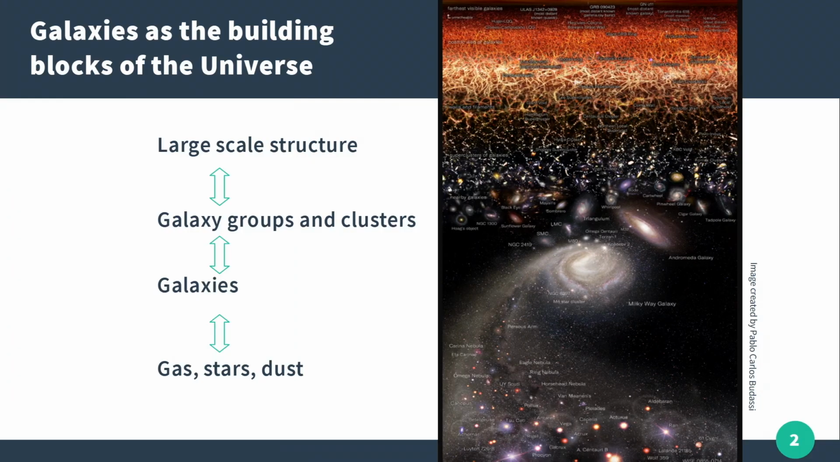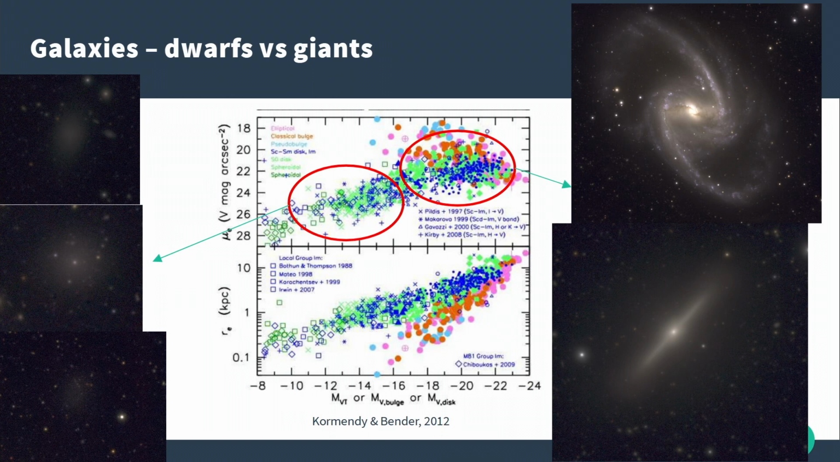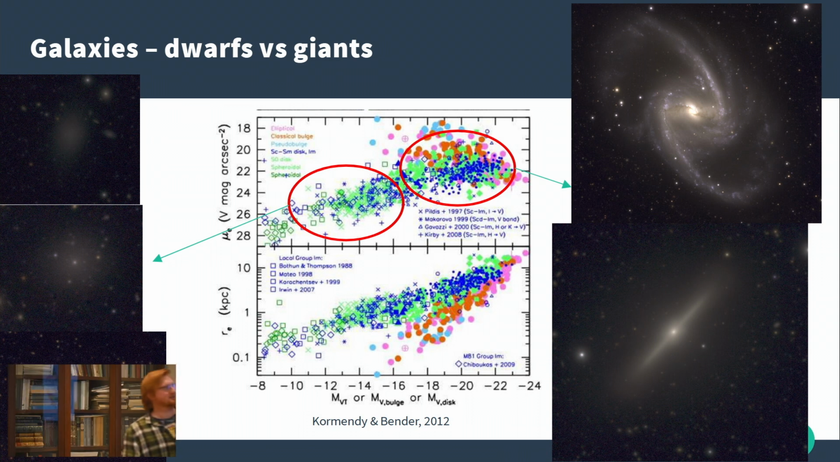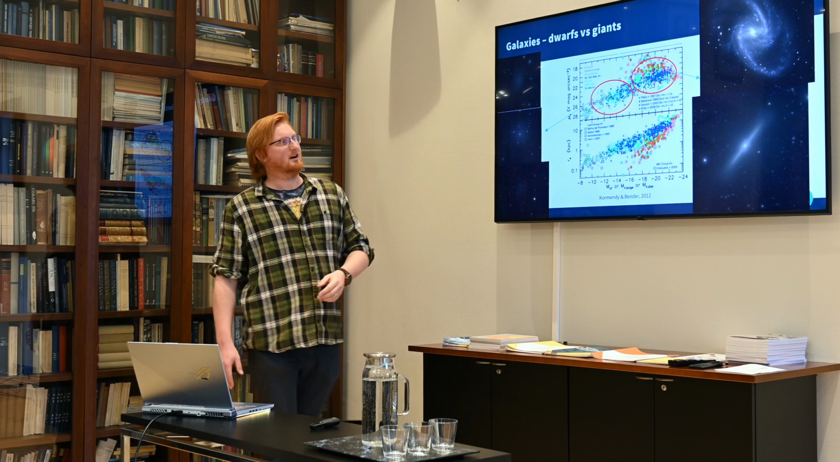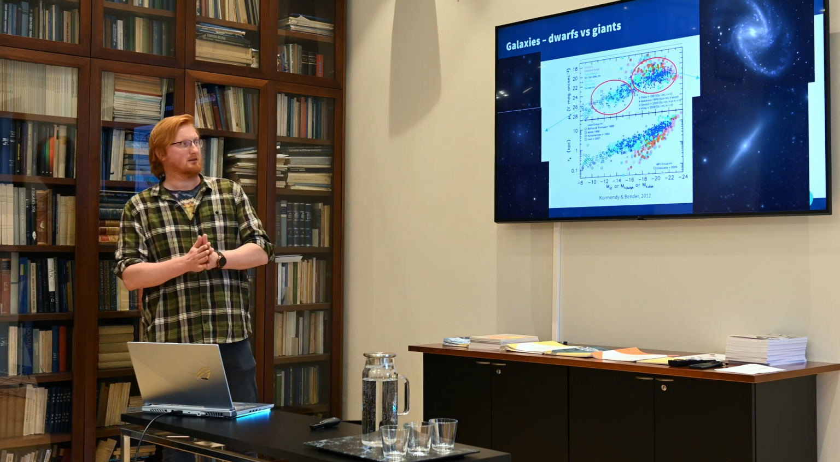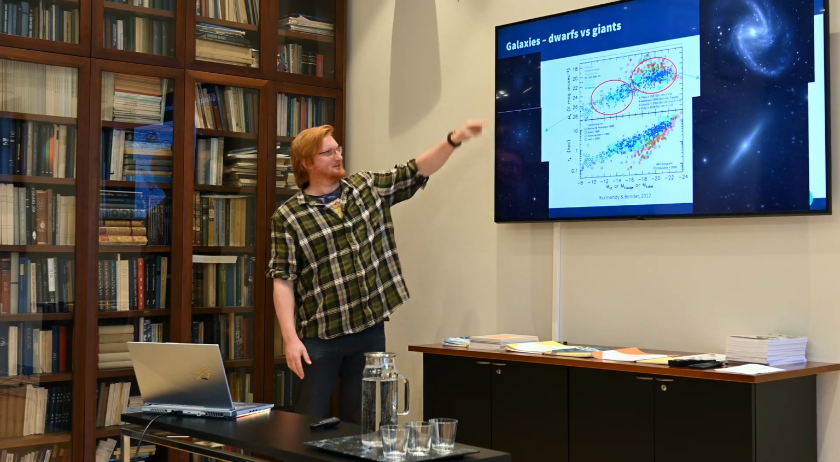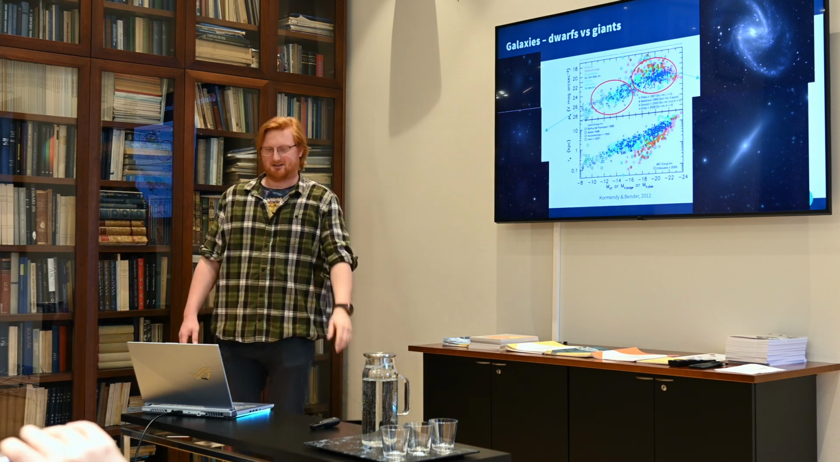Okay, and what do galaxies look like? I guess most people, when they hear the word galaxy, think about objects like this. And it's true, those are galaxies. Those are actually very big galaxies, and our Milky Way could be similar to the object at the top right of the panel. But not all galaxies are big and beautiful. There are also galaxies like this on the left. These are the dwarf galaxies.